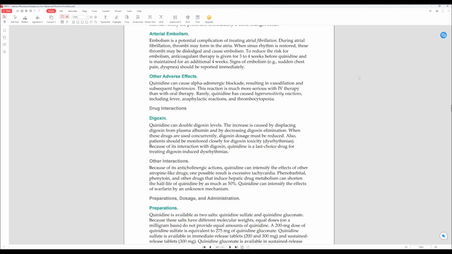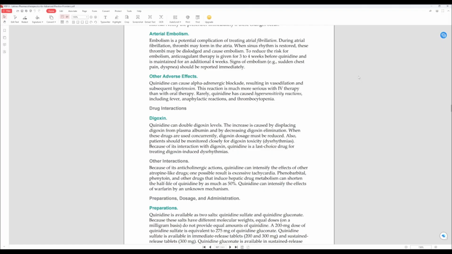Other adverse effects. Quinidine can cause alpha-adrenergic blockade, resulting in vasodilation and subsequent hypotension. This reaction is much more serious with IV therapy rather than oral therapy. Rarely, quinidine can cause hypersensitivity reactions, including fever, anaphylactic reactions, and thrombocytopenia.